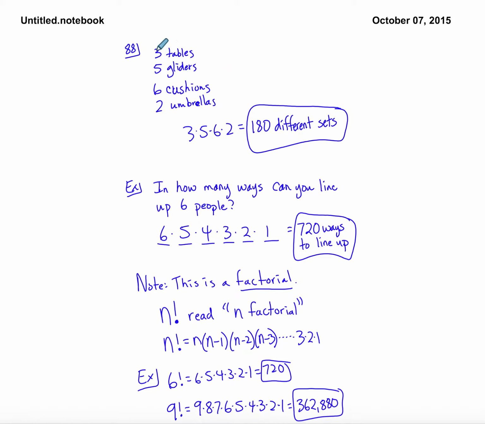As an example, let's say we have 3 tables, 5 gliders, 6 cushions, and 2 umbrellas, and we want to know how many different sets we can put together here. Well, again, I would put a dash here to say tables, gliders, cushions, and umbrellas. And then there are 3 choices for the tables, 5 choices for the glider, 6 choices for the cushions, and 2 choices for the umbrellas. So multiplying those 4 numbers together gives me 180 different sets.